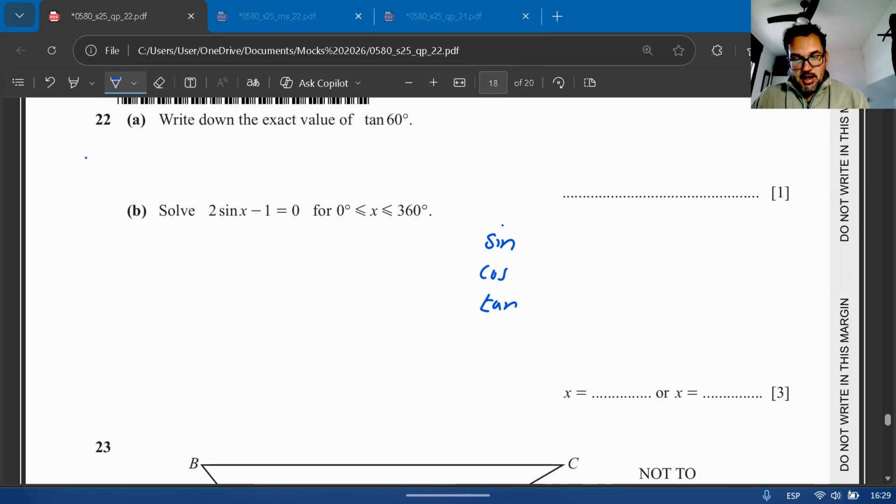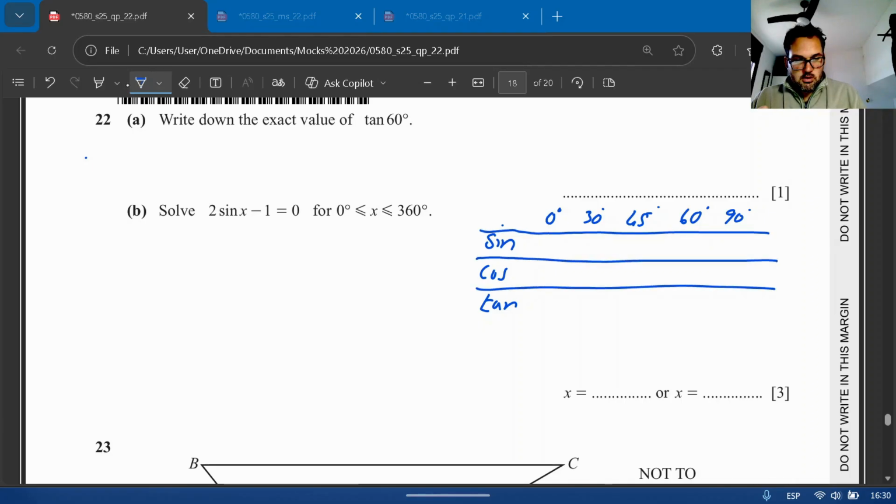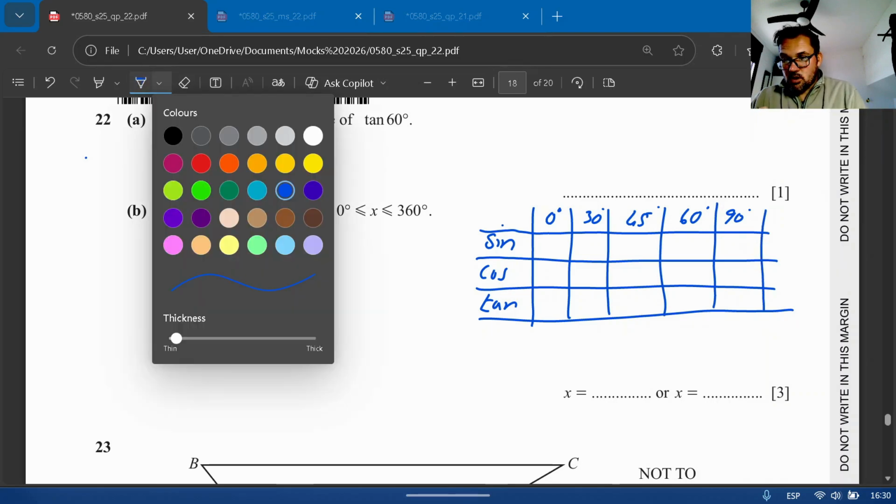The angles we're looking at are 0, 30, 45, 60, and 90 degrees. Let's make a table out of this. That's all the values we need to know by heart. Okay, let's change the color a bit here.